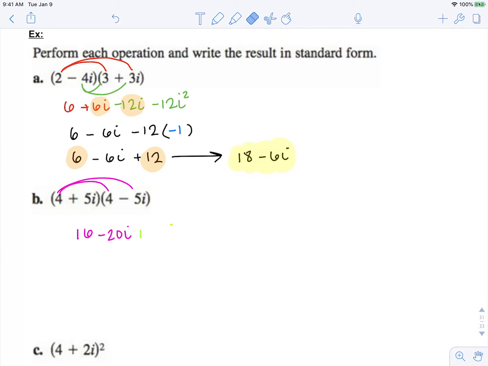Oh, let me use a different color. 5i times 4 is positive 20i. 5i times -5i is negative 25i squared. These two middle terms cancel out, and I'm left with 16 minus 25 times i squared, which is -1. So I have 16 plus 25, which is 41 in standard form. Our imaginary units cancel out.